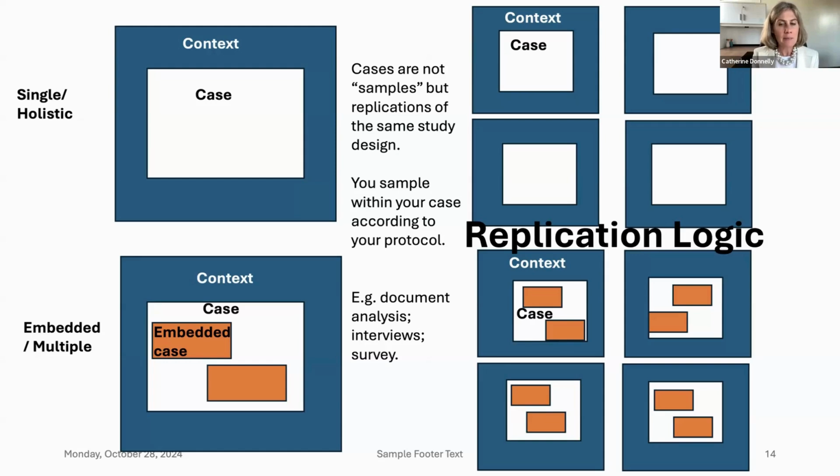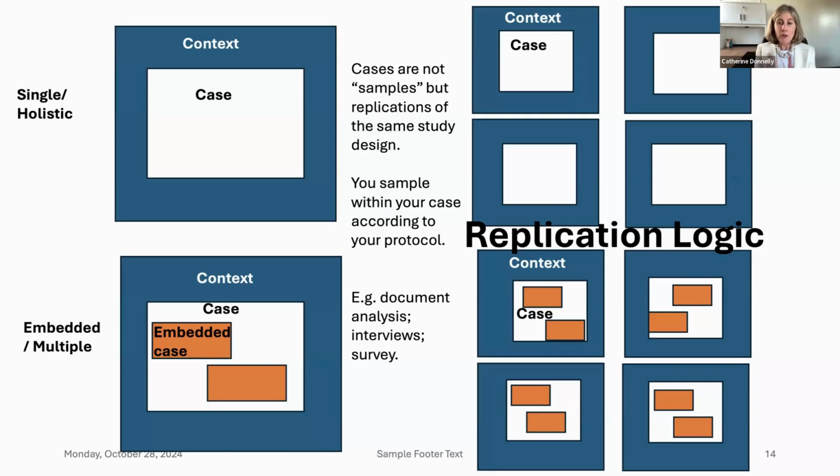They talk about sampling, but sampling is your participants within the case. So if you have multiple cases, it's replication logic. Your cases aren't new samples, but they're replications of the same study design, and you sample within the case. Say you're doing interviews, you might use purposive sampling to get different perspectives. So the word sampling is within the case.